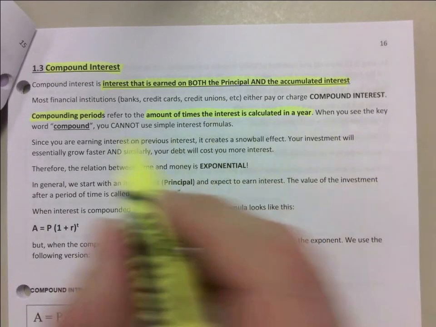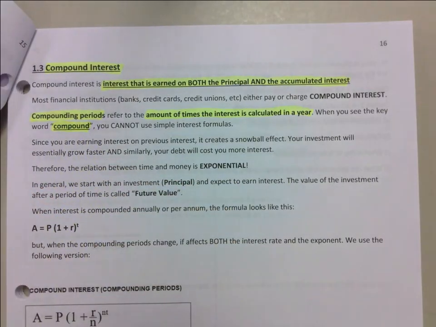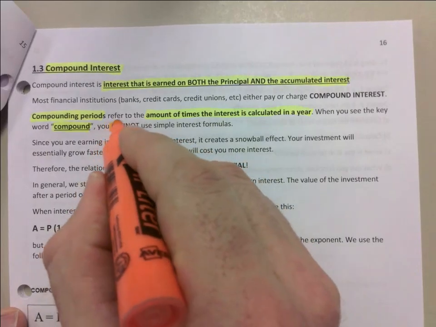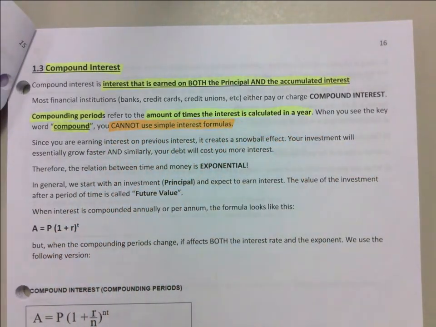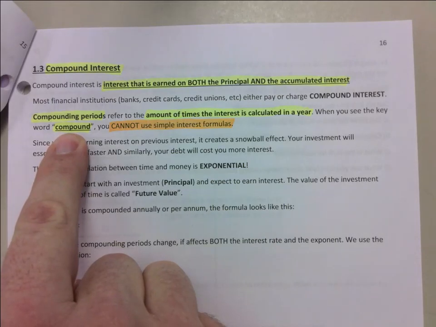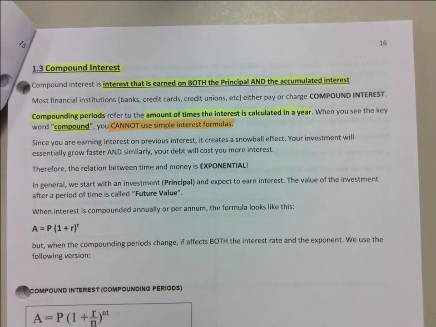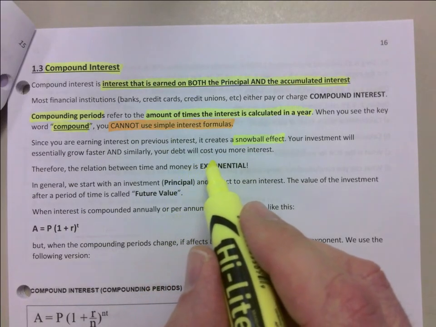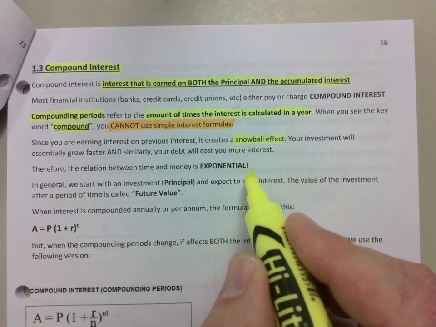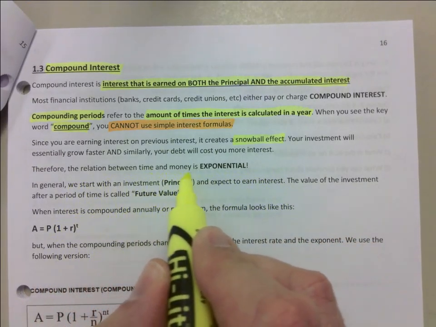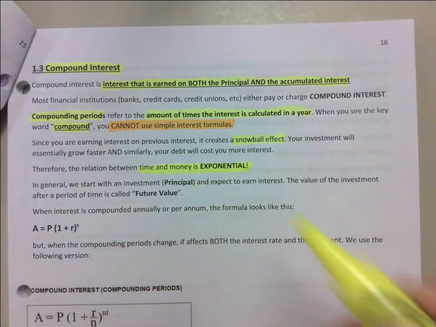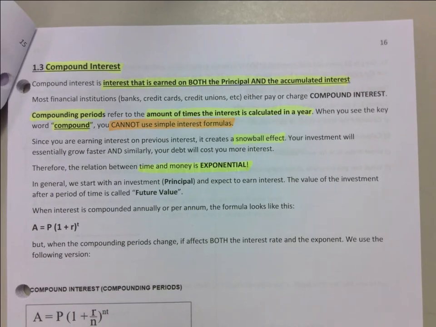When you see the key word compound, say bye-bye to simple interest formulas. Don't be grabbing your simple interest formulas if you see the word compound at all. Since you're earning interest on previous interest, it creates a snowball effect. Your investment will grow faster, and similarly, your debt will cost you more interest as well. Therefore, the relation between time and money is exponential. So when you talk compound interest, it's going to be an exponential function.